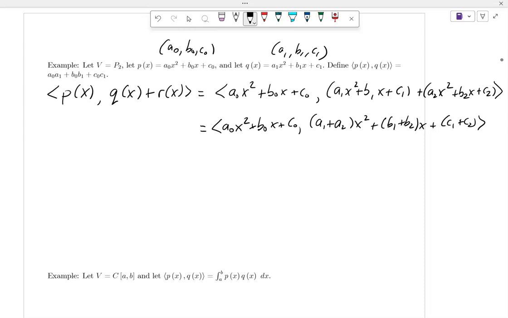How is your inner product defined on this particular space, the way we've defined it? What do we do? Yeah, multiply coefficients and add them, right? So we'll have an A naught times A1 plus A2. We'll have a B naught times B1 plus B2. We'll have a C naught times C1 plus C2.